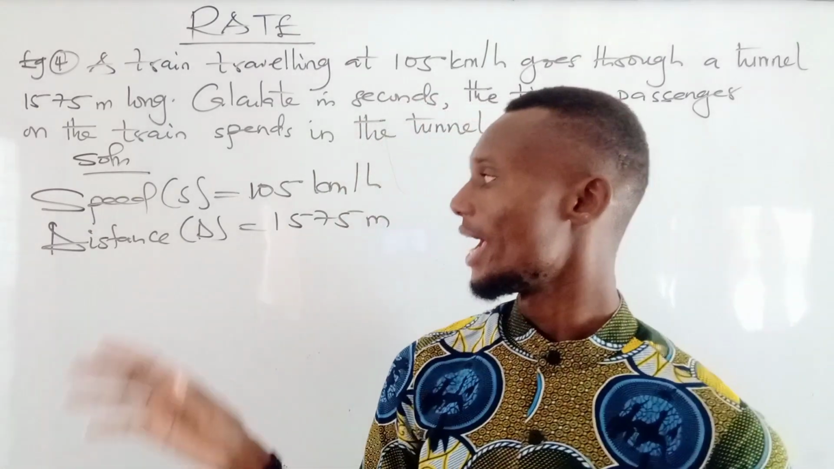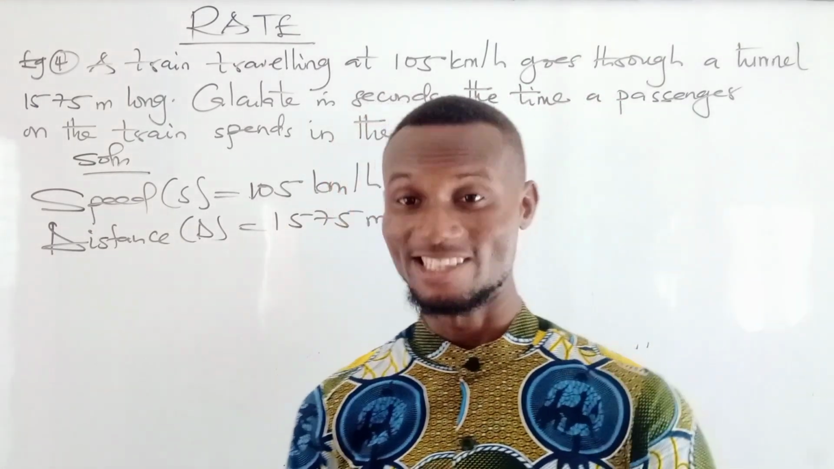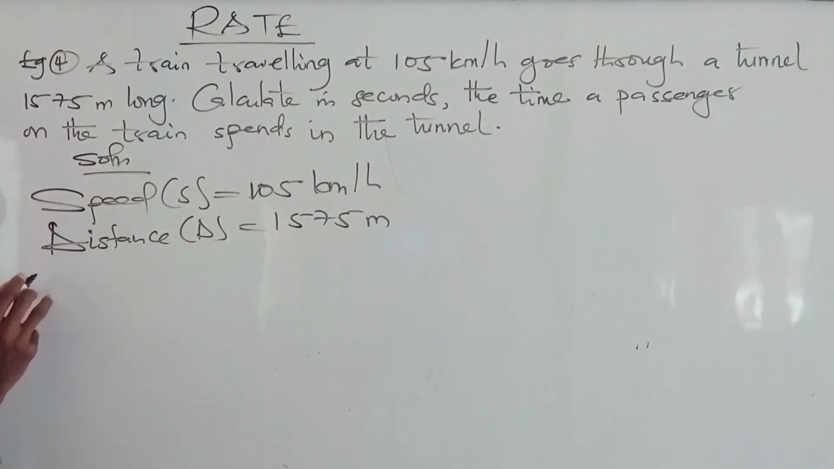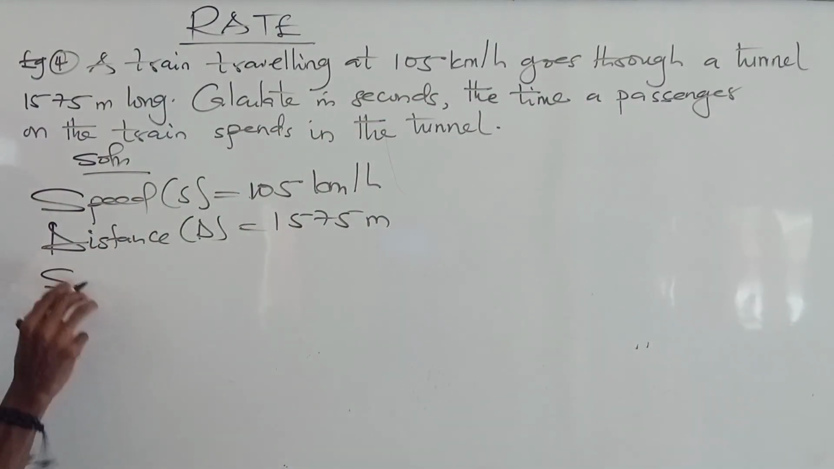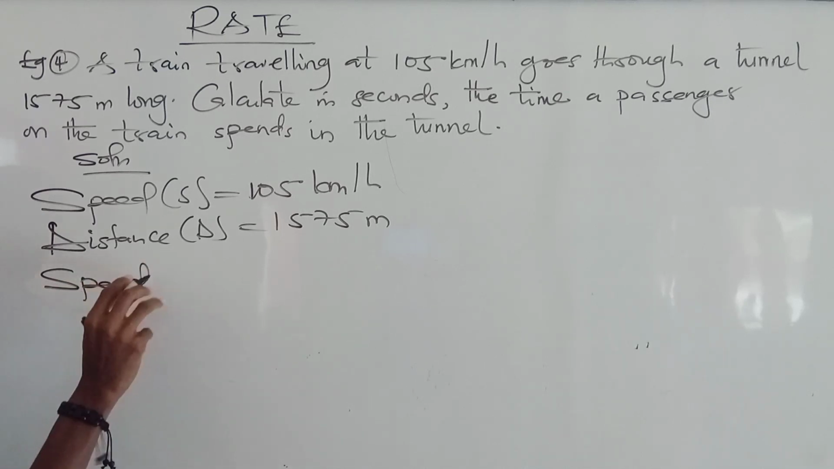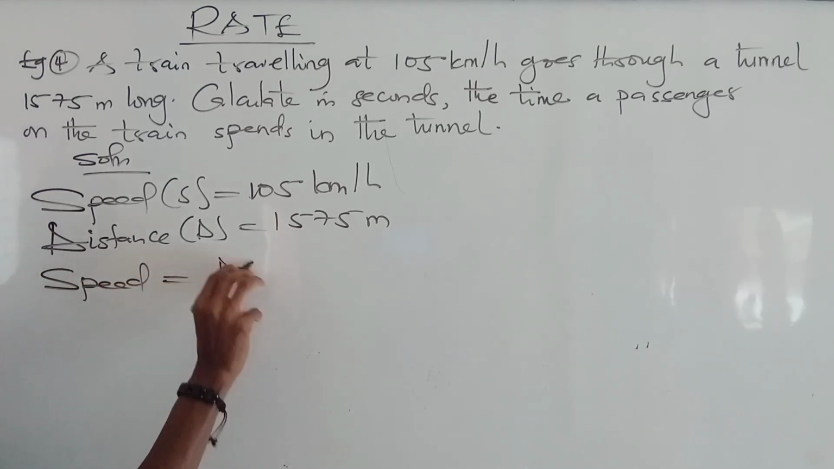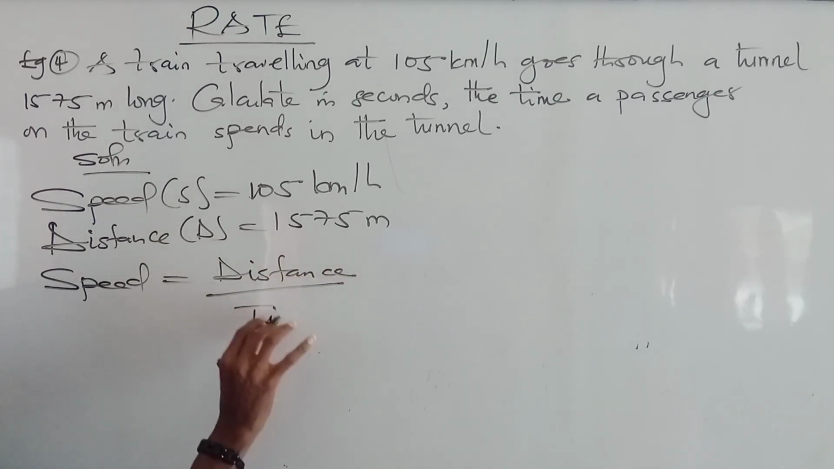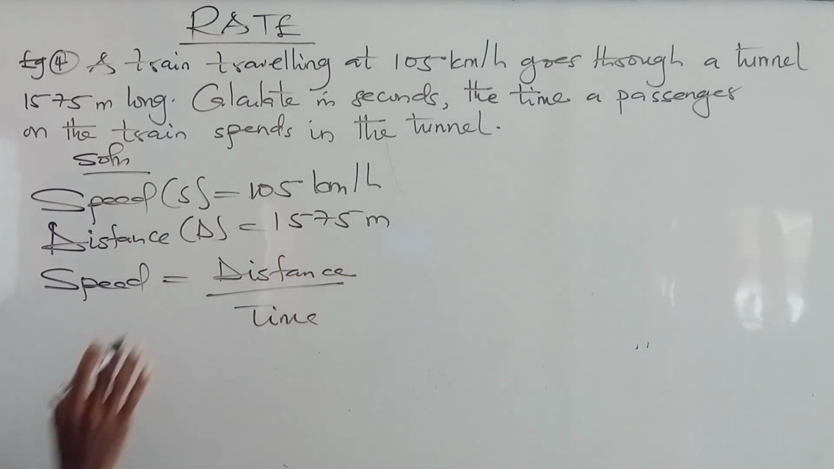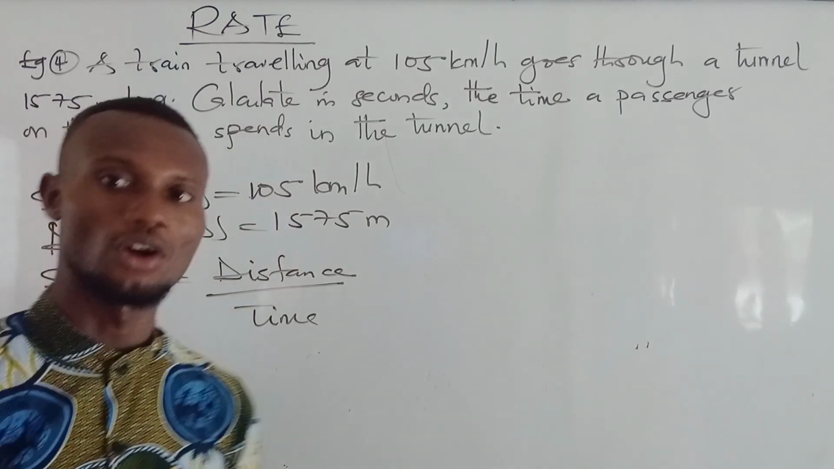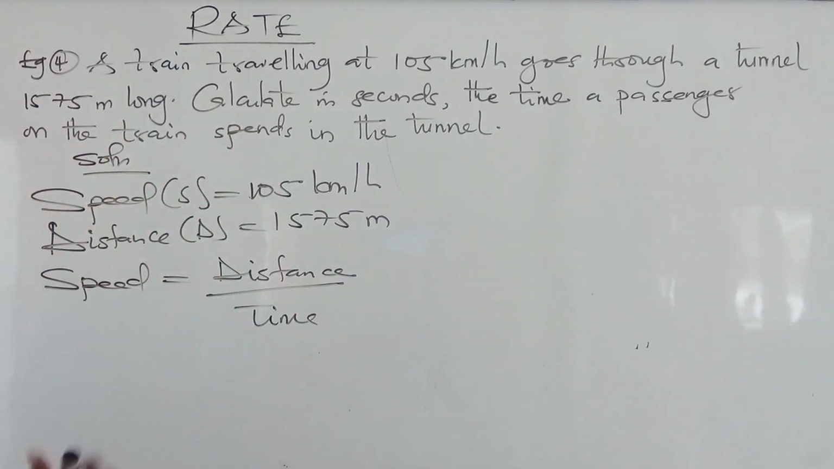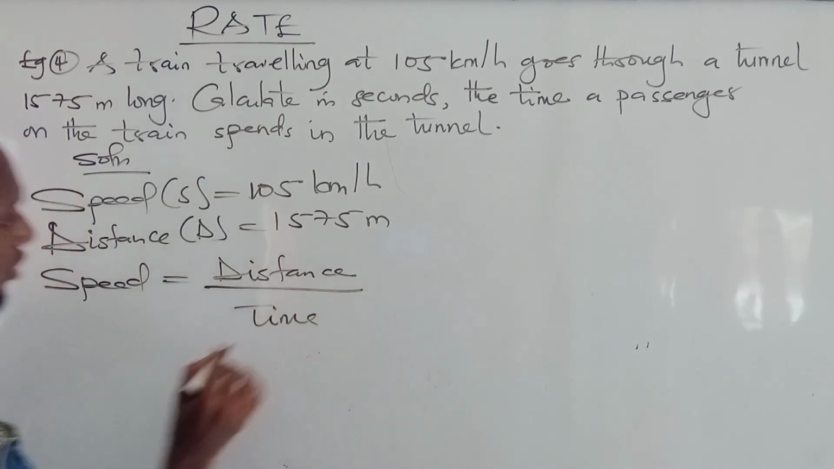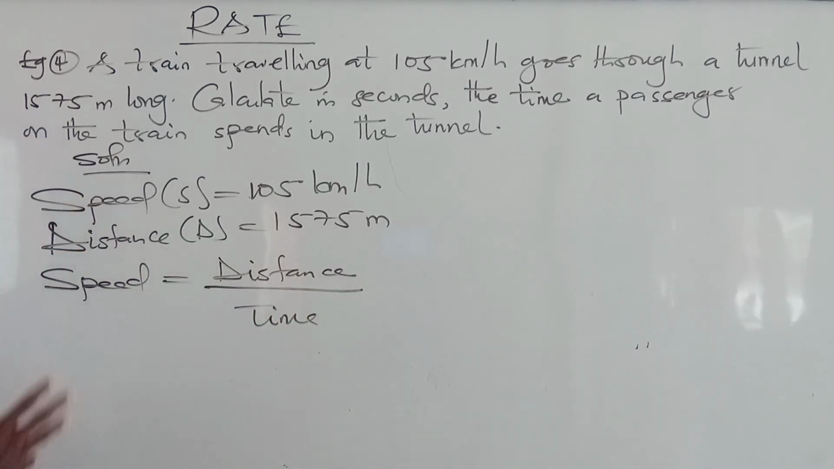Now let's put the formula for finding speed down. We know that the formula for finding speed: speed equals distance over time. I hope you agree with me. So we have that our speed equals distance over time. Let me rule the line more. So this is our formula for finding speed.